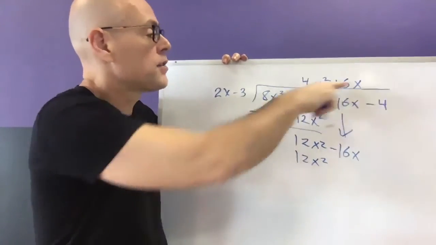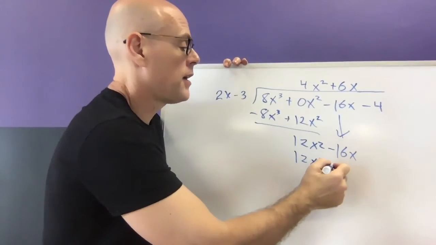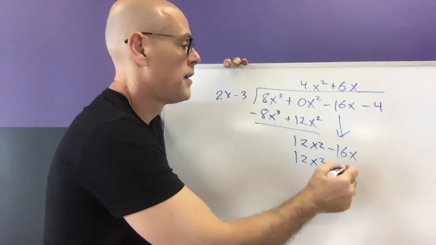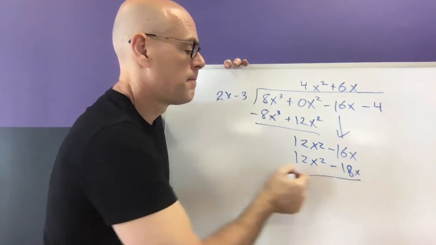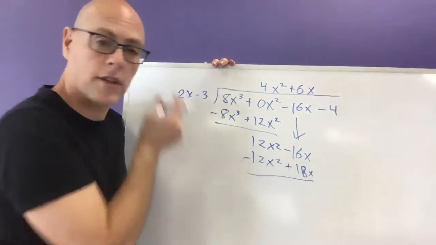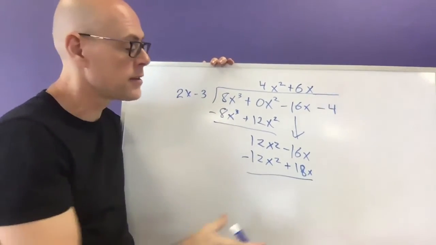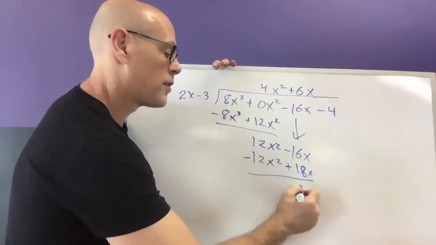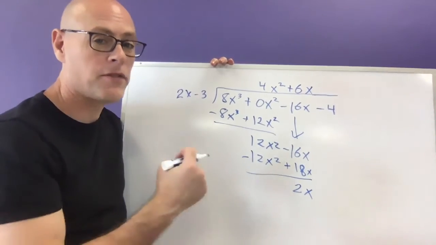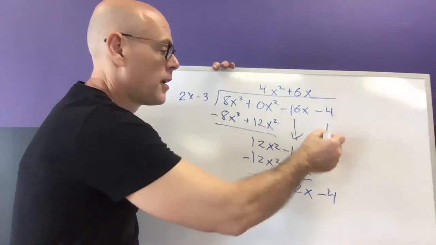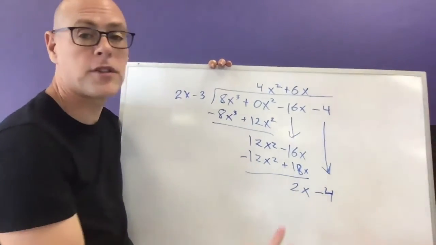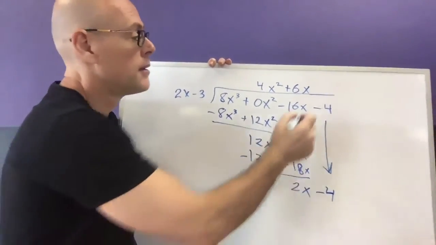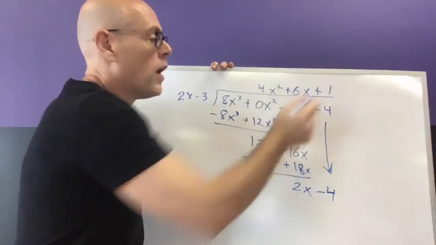Let's do the second term. 6x times negative 3 is negative 18x. Okay, subtracting is adding the opposites. Okay, first term cancels. Second term leaves us with just 2x. We're having fun now. Negative 4. How many times does 2x go into 2x? Hopefully you all said 1.